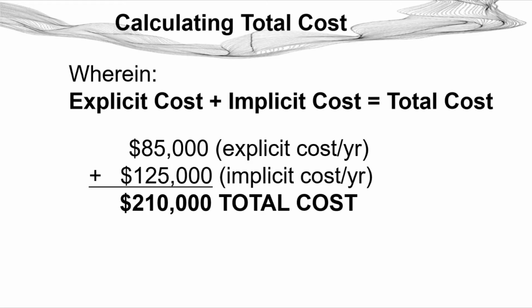Let's now proceed to calculating the total cost. The formula that we will be using is explicit cost plus implicit cost is equal to total cost, wherein the explicit cost per year is equal to $85,000 plus the $125,000, which is the implicit cost per year. The total cost will be $210,000.